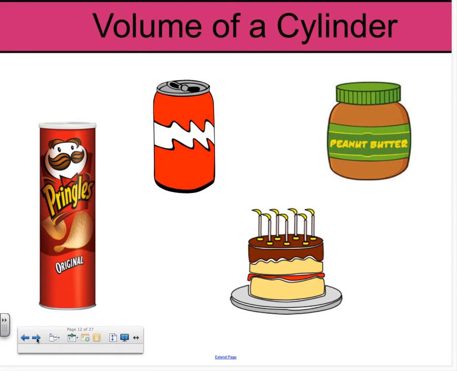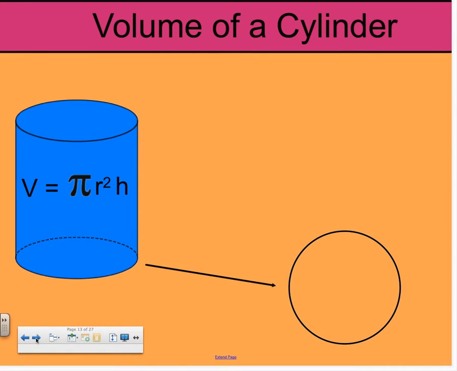I was just thinking of objects that were cylinders, and one of my students gave me a can of Pringles the other day, cylinder. I love Diet Coke, had one yesterday, it's a cylinder. Got a jar of peanut butter in my classroom. I don't really know why, but I do. That's a cylinder. And just the other day, it was my birthday. Birthday cake can also be shaped as a cylinder. So there's lots of objects that you can relate to that are shaped as cylinders.